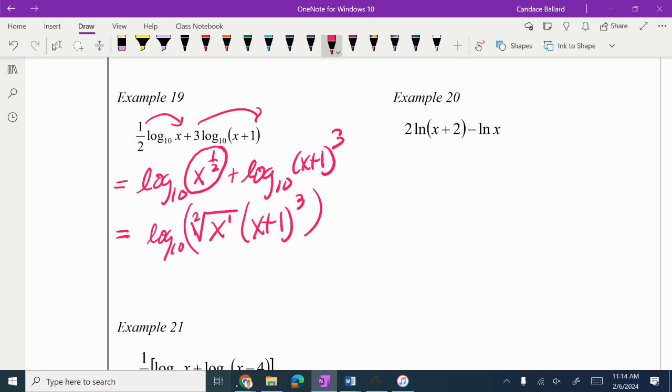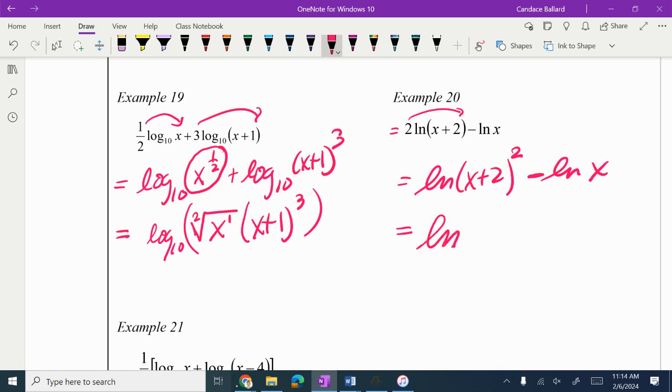All right, so when we have a number in front, where does it go? Exponent. So we're going to go now, and it doesn't matter that we're in natural logs now. Natural log of (x plus 2) squared minus natural log of x. All right, what does subtraction turn into? Division. How many logs am I going to write? One. Okay. So I've got (x plus 2) squared over x. Sometimes you'll see it when it's division just written like that without the parentheses. You don't really need them on division. On multiplication, you definitely do.